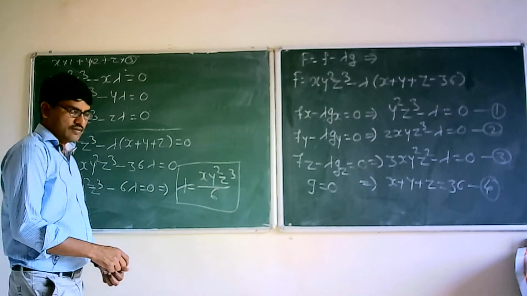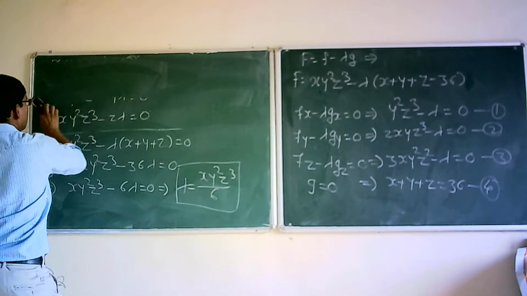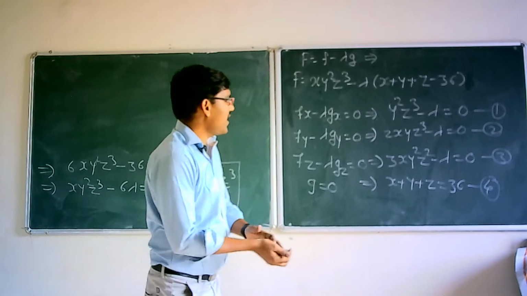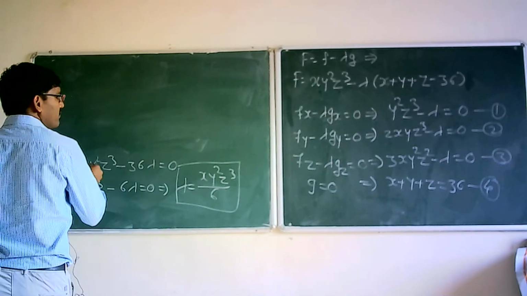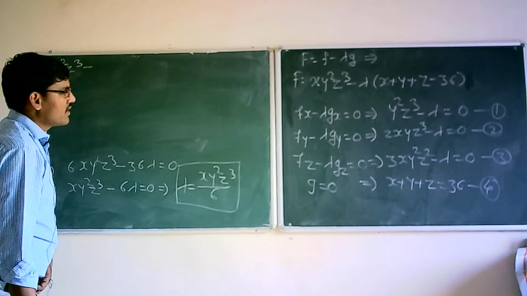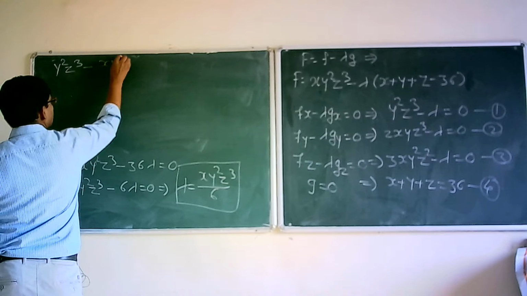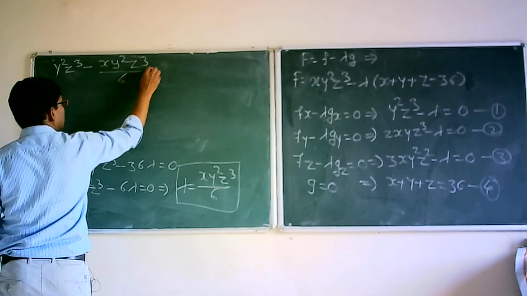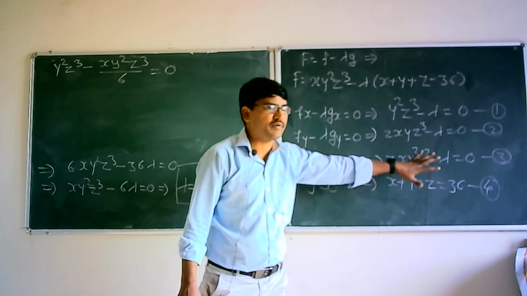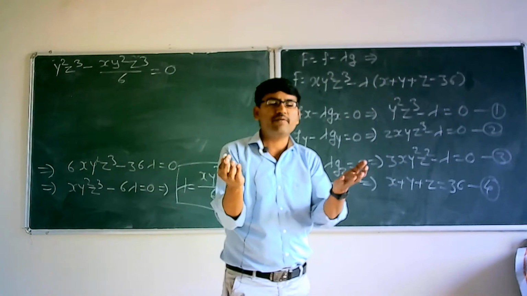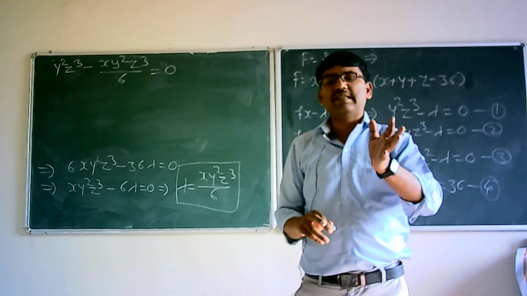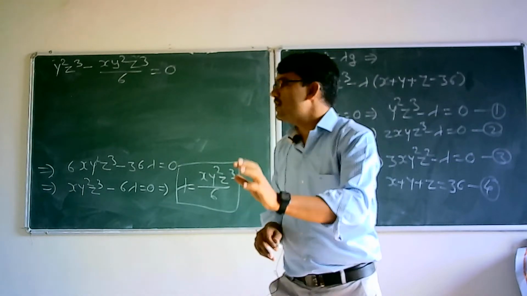Okay, this is one method. If you put this value of lambda in equation number 1, you will get y square z cube minus, what is lambda? Lambda is x y square z cube divided by 6, is equal to 0. If you substitute this value of lambda in these three equations, you will get the values of x, y, and z where your function may be a maximum, and that also satisfies the condition x plus y plus z is equal to 36.